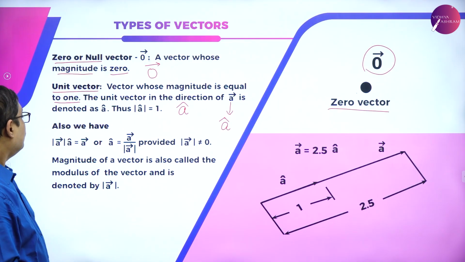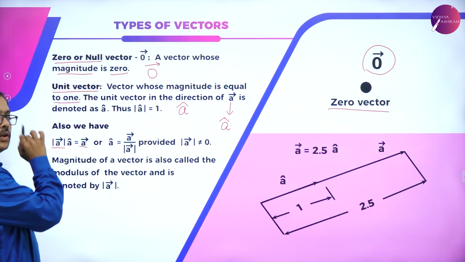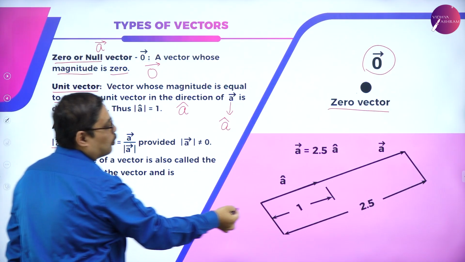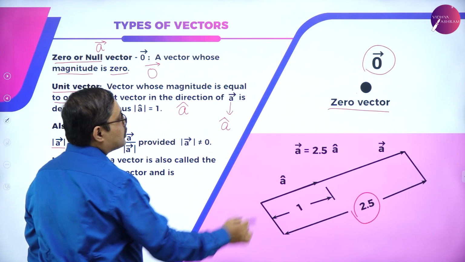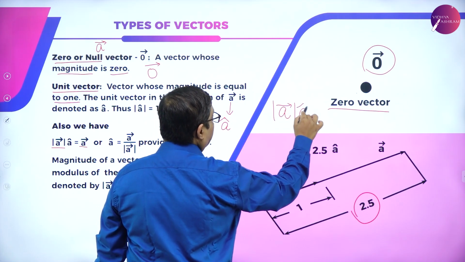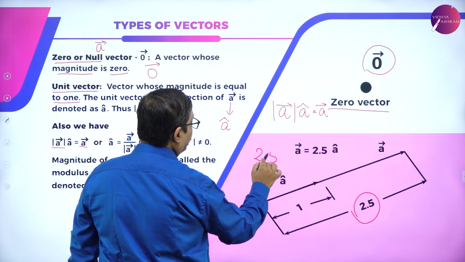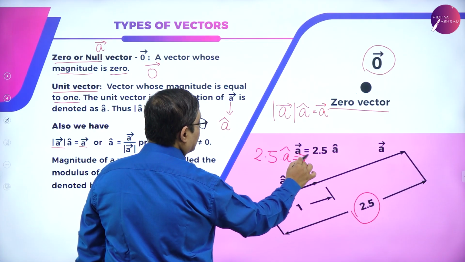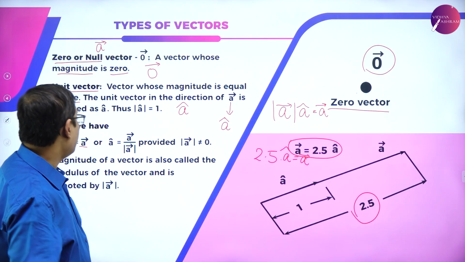Okay. How do I do this? The magnitude of vector A multiplied by A cap will give me vector A. How do I obtain the magnitude? What is the length of this vector? Here it says it is 2.5 units. So, the magnitude of vector A multiplied by A cap gives vector A, or 2.5, the magnitude, multiplied by A cap gives vector A. This is what we have written here. So, this is how I represent a unit vector.